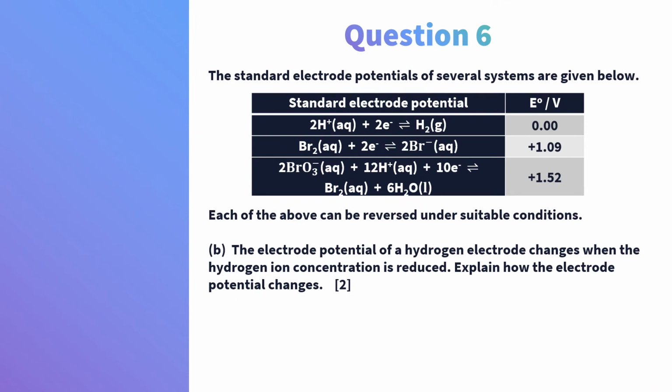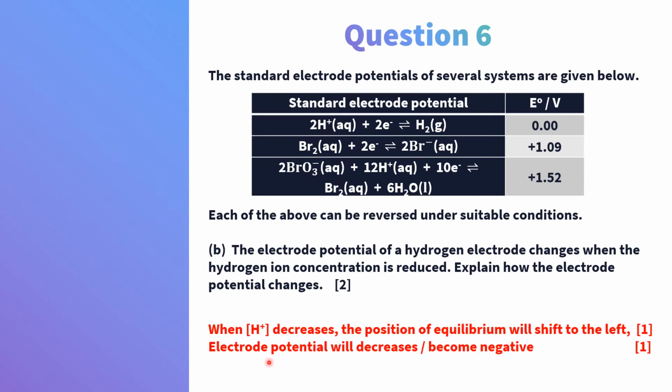Okay. Next question. The electrode potential of a hydrogen electrode changes when the hydrogen ion concentration is reduced. Explain how the electrode potential changes. Okay, so when the hydrogen ion concentration decreases, the position of equilibrium will shift to the left. The electrode potential will decrease or become negative.